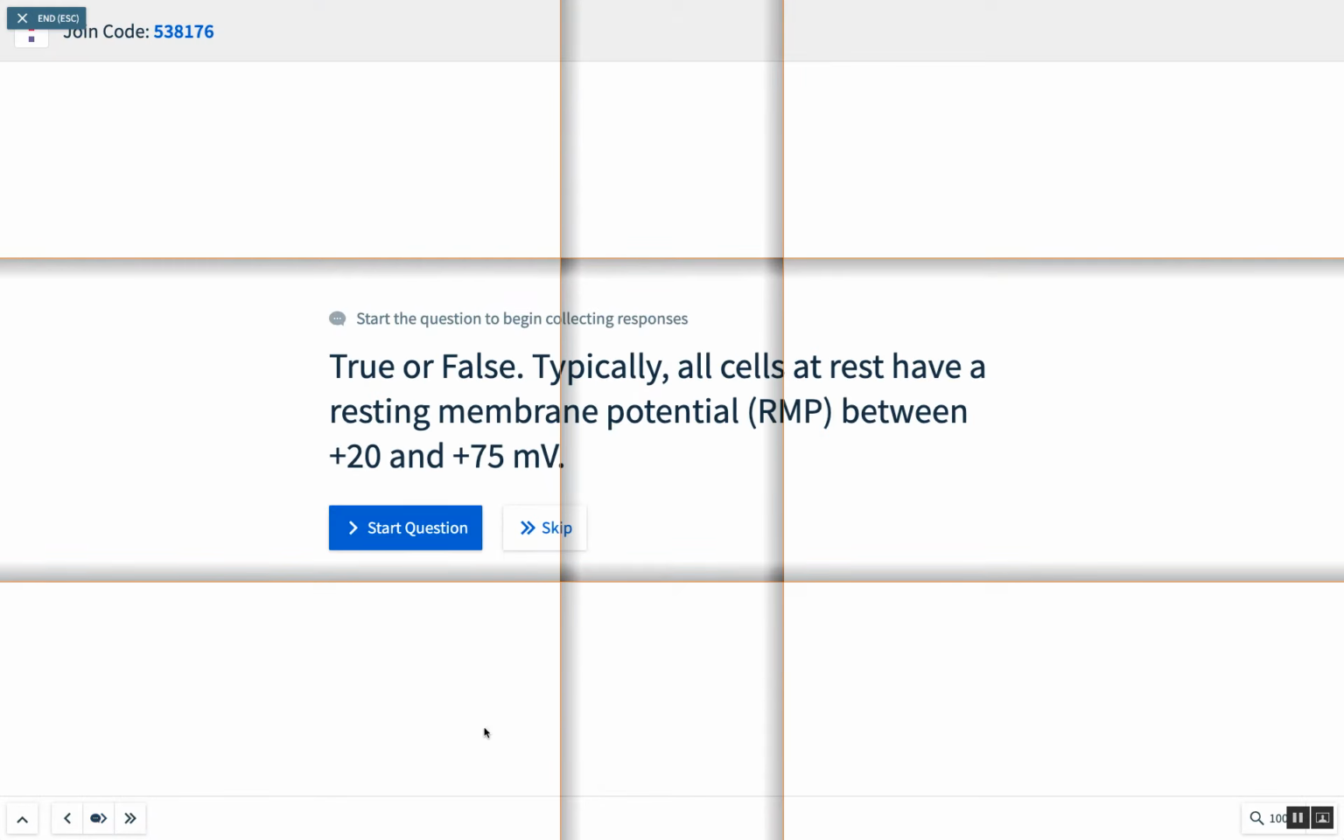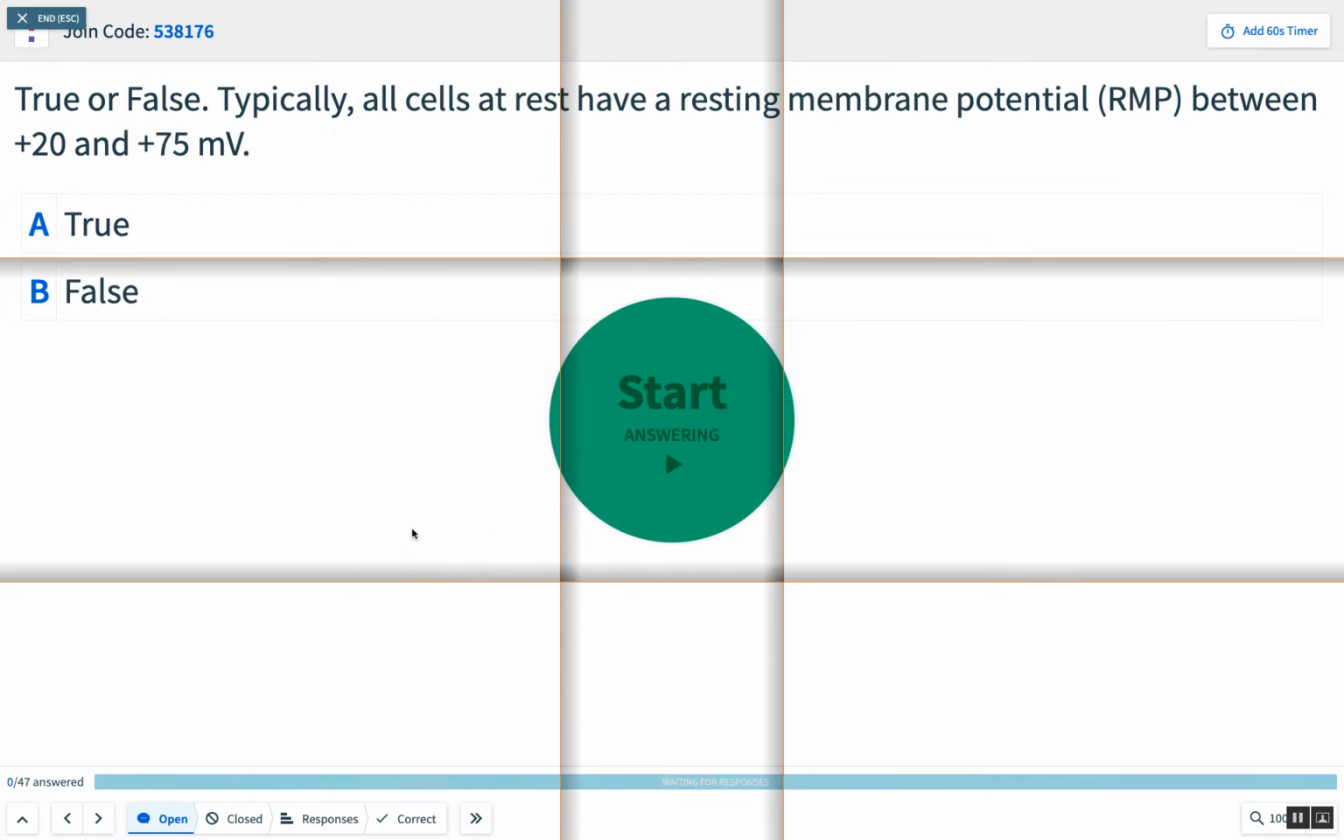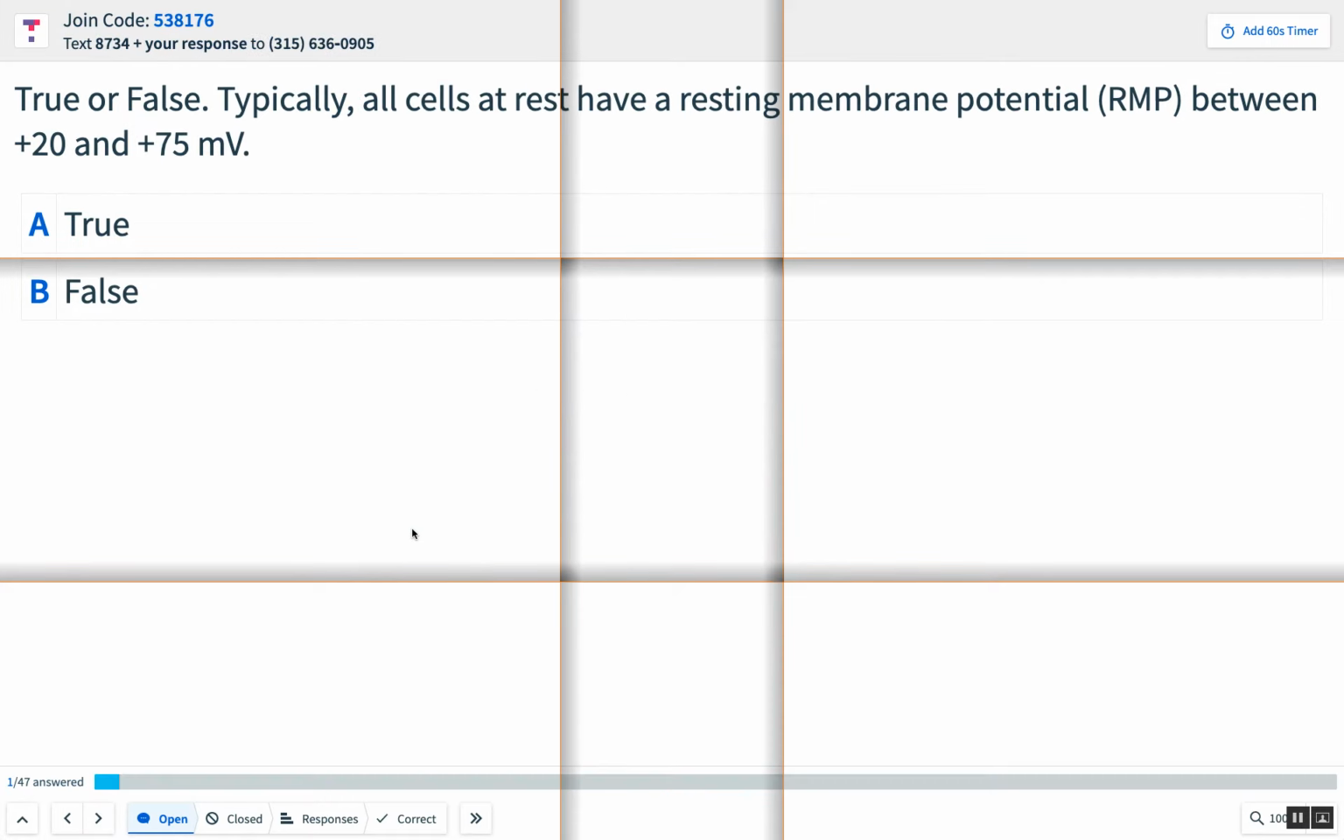And the question is, true or false? Typically, all cells at rest have a resting membrane potential between plus 20 and plus 75 millivolts. All cells have a resting membrane potential between plus 20 and plus 75 millivolts. Is this A, true, or B, false? And these are pretty typical for exam questions. Right before the exam, I'll open up all these Top Hat questions again with the answers so you can review them.